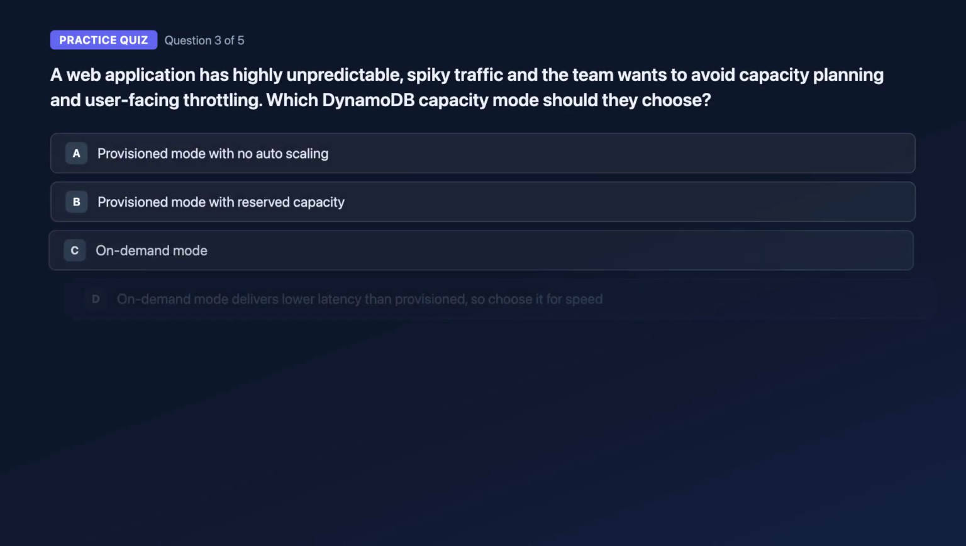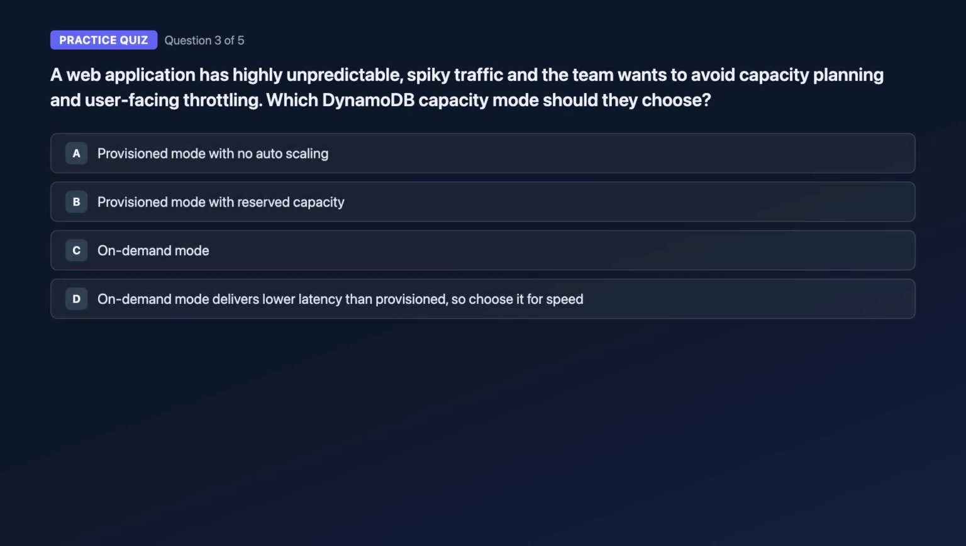Question 3. A web application has highly unpredictable, spiky traffic, and the team wants to avoid capacity planning and user-facing throttling. Which DynamoDB capacity mode should they choose? A, provisioned mode with no auto-scaling. B, provisioned mode with reserved capacity. C, on-demand mode. Or D, on-demand mode because it delivers lower latency than provisioned. Think about which constraint matters most here.